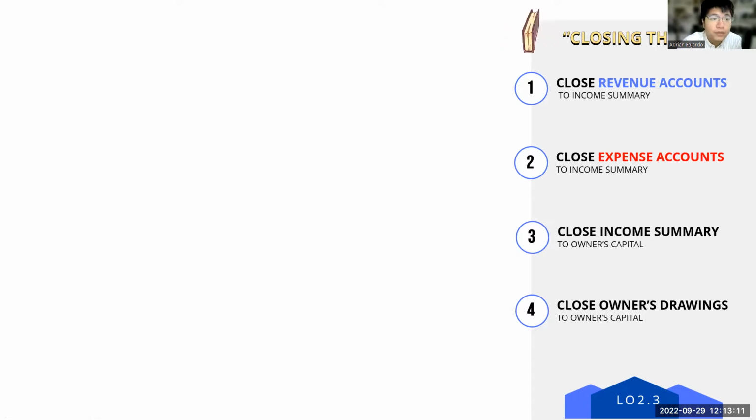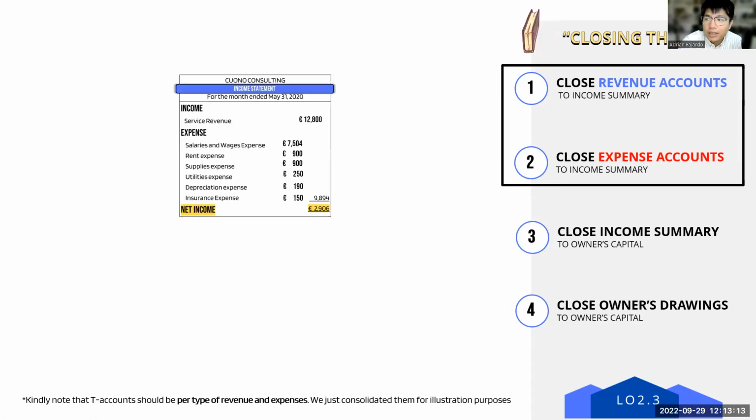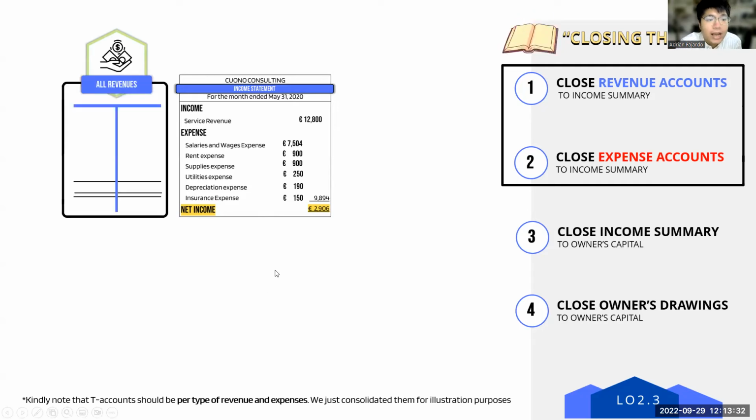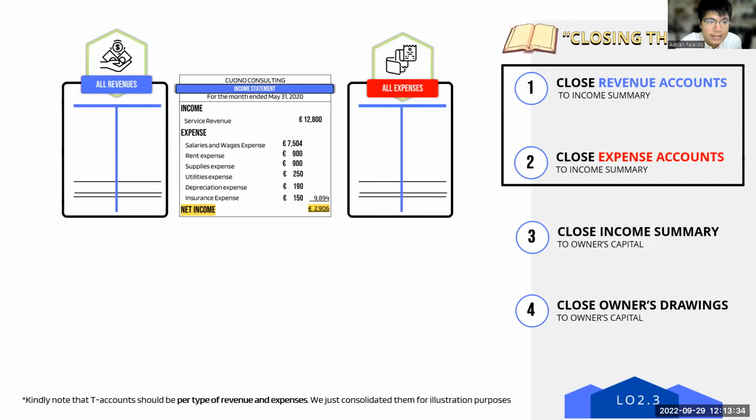So again, it's comprised of 4 steps. But for the first part, let's first focus on our first 2 steps, which would be number 1, close our revenue accounts, and number 2, close our expense accounts to an account that we'll call the income summary. But first things first, let's start off looking at our income statement and creating our T accounts for revenues and expenses.